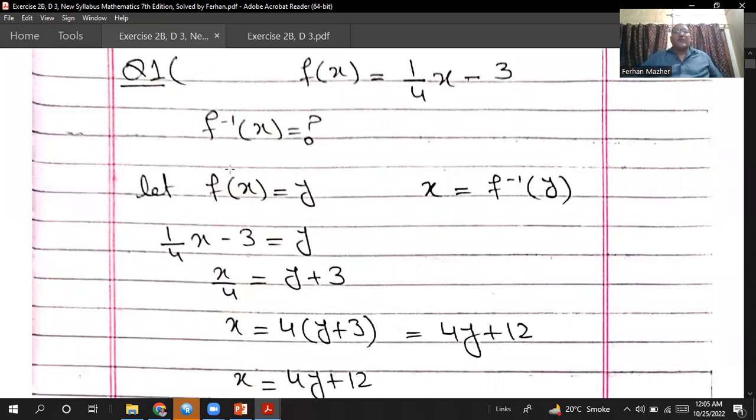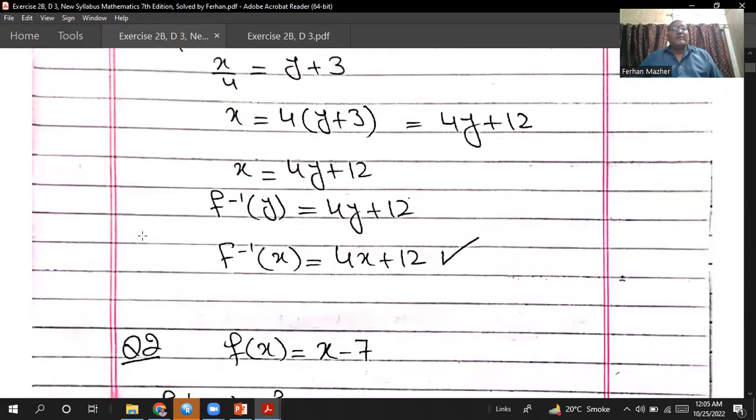F of x equals to y. In the place of f of x, I will substitute the expression of f of x. So it will be 1 by 4 into x minus 3 equals to y. Now I will make x the subject of the formula. So x by 4 will be equals to y plus 3. So x will be equals to 4 bracket y plus 3 bracket close. So that will be equals to 4y plus 12. So x is equals to 4y plus 12.